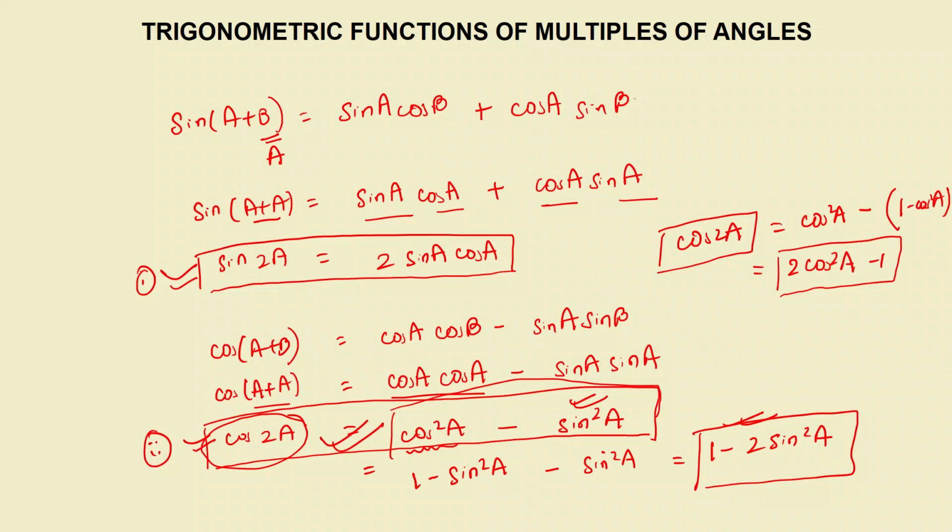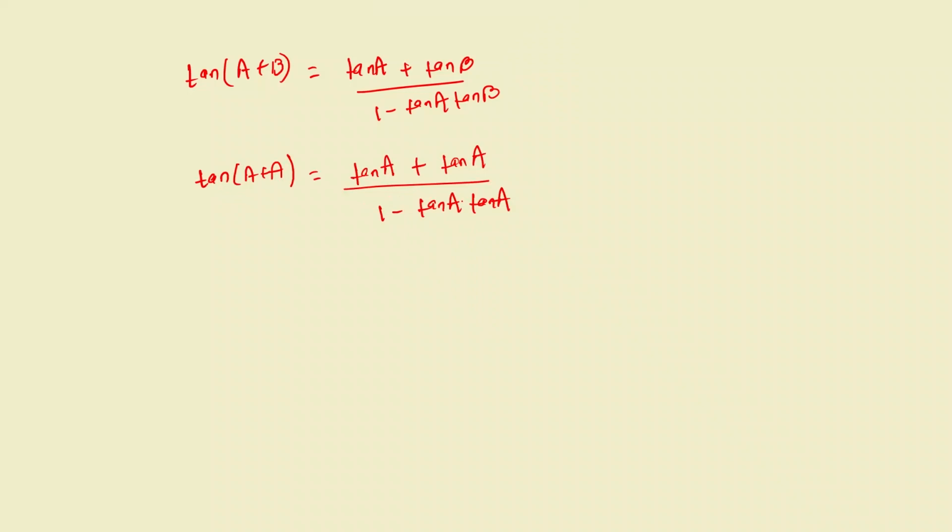Now we also know the formula for tan of a plus b, right? Tan a plus b is tan a plus tan b divided by 1 minus tan a tan b. And any guesses what we are going to do next? Exactly, we just plug in a instead of b and we get this.